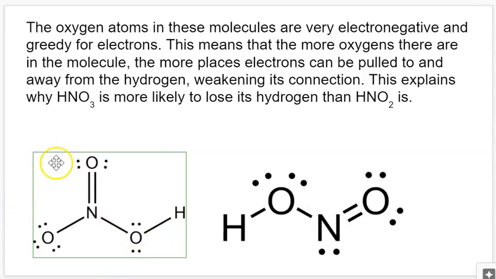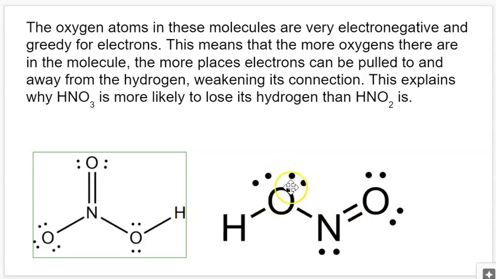And since oxygens are particularly electronegative and greedy for electrons, the more oxygens we have bound to this anion, the more electrons are going to be pulled towards this side of the molecule and away from the hydrogen, and therefore the weaker that connection between the hydrogen and the rest of the molecule is going to be. So that explains why HNO3 is more likely to lose its hydrogen than HNO2 is, because there are more greedy electronegative elements, electrons are going to be pulled away from this H-O bond, and this H is going to want to go somewhere else to get electrons because it's not getting electrons shared with it.